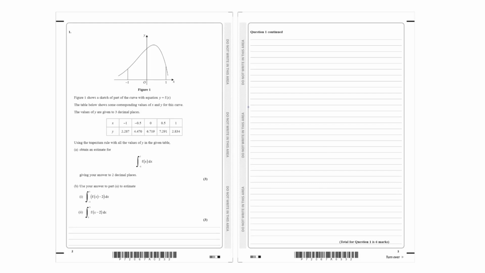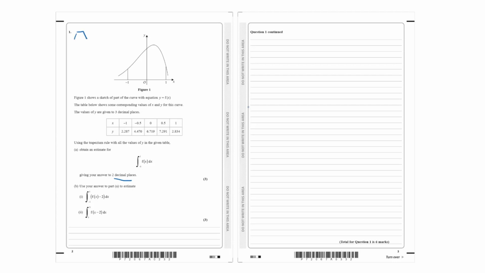Figure 1 shows a sketch of part of the curve with equation y is equal to f of x. The table below shows some corresponding values of x and y for this curve. The values of y are given to 3 decimal places. Use the trapezium rule with all of the values of y given in the table. Obtain an estimate for the integral of f of x to the limits of 1 and -1, giving your answer to 2 decimal places. So why do we have to use the trapezium rule?